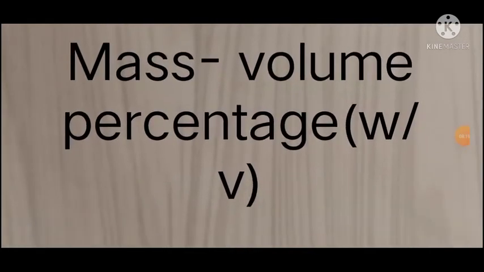Now next, mass volume percentage or weight volume percentage, that is W by V. It means that the amount of solute in grams dissolved in 100 ml of solution is known as mass volume percentage. The formula for this is mass volume percentage equals mass of solute in grams divided by volume of solution, into 100.